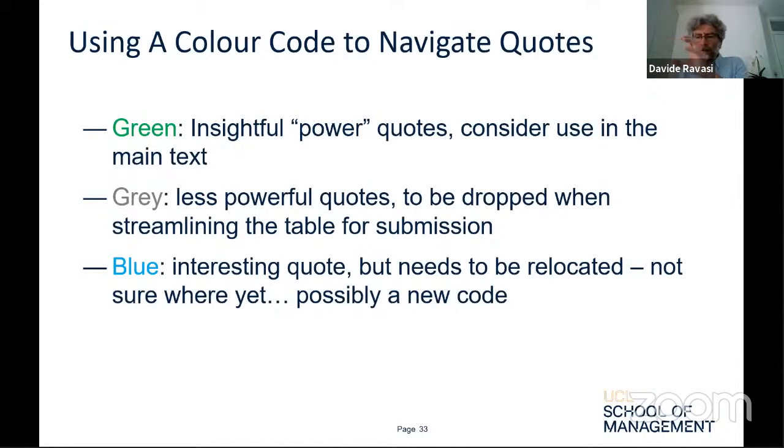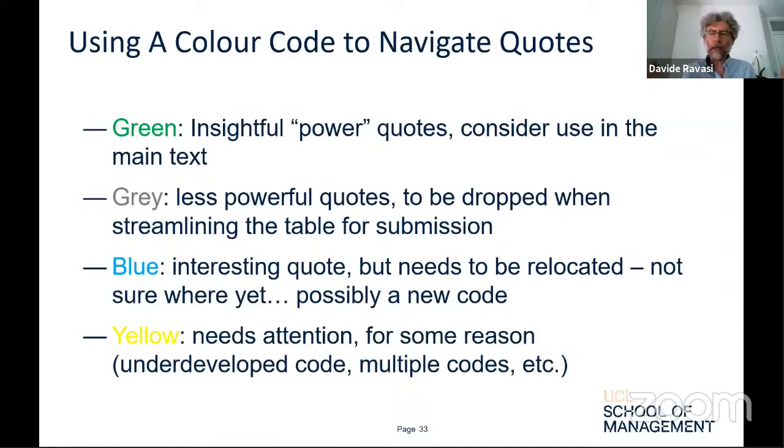And finally, I use yellow as a general purpose labeling, like this needs attention for whatever reason. It's underdeveloped or something like that. This is what works for me. And maybe you find, the reason why I chose these 4 colors is because you can still read what I highlighted. Other colors in Word, for some reason, seem to completely obscure the text.